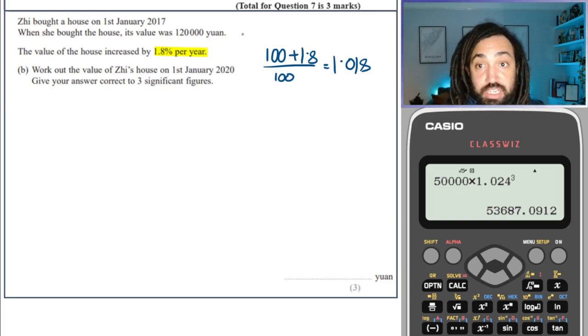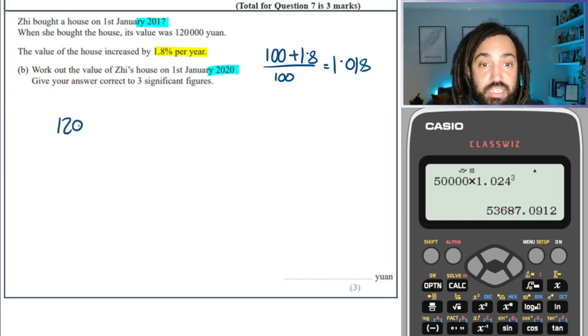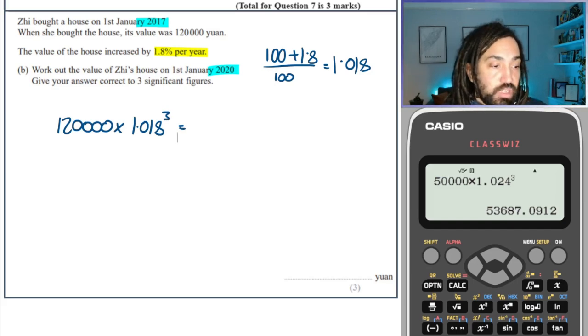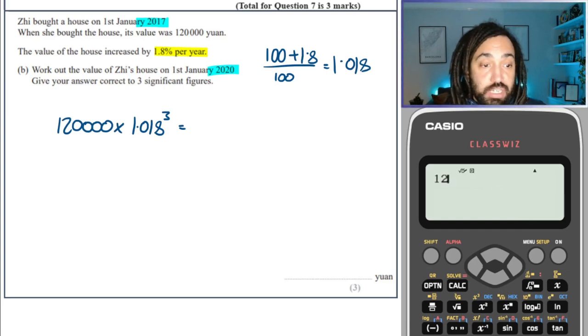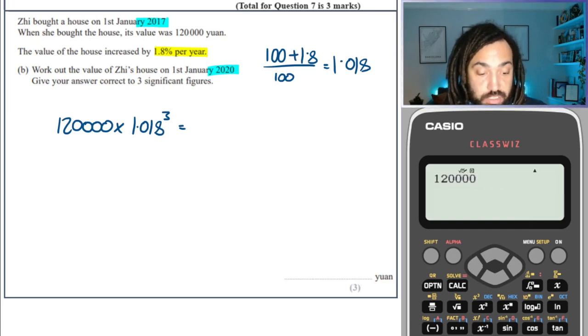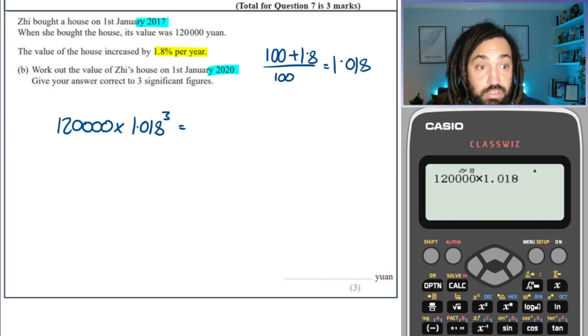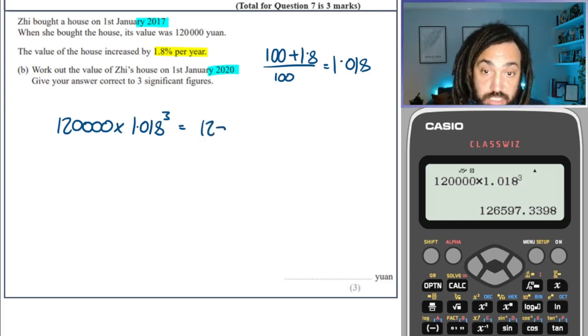So there's 3 years gap between 17 and 20. So we're doing it to the power of 3. So we take the original and we multiply it by 1.018, the multiplier, to the power of 3. This really does show how samey these questions are, but easy marks, can't complain. Yummy, yummy, get those marks in my tummy.